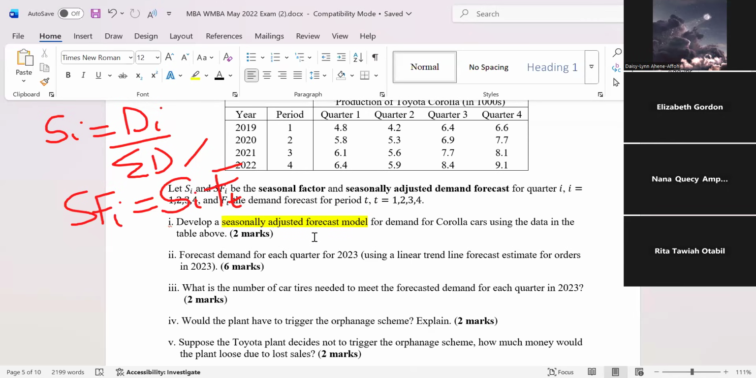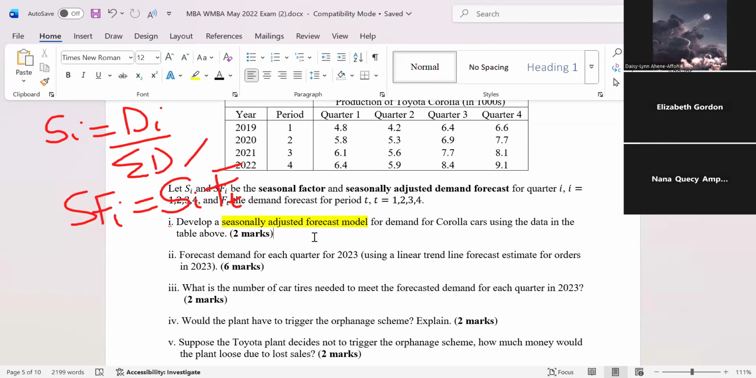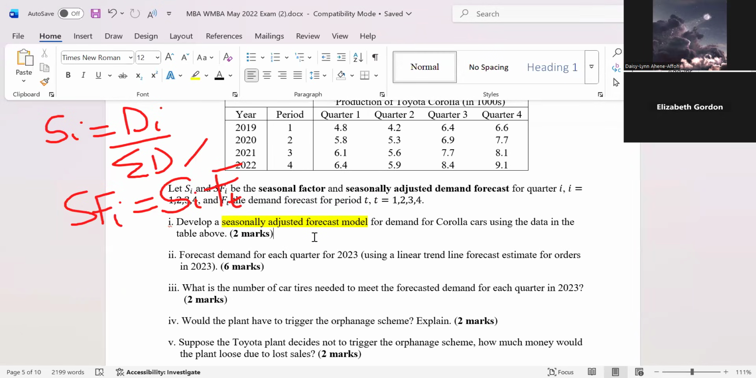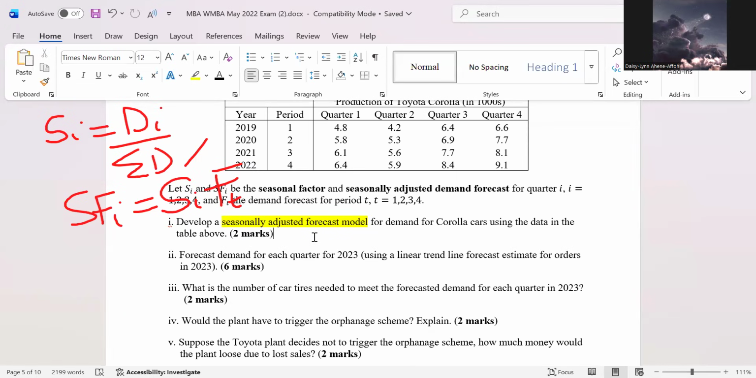So the difference between the two. One is a fraction. It's like a weight. It's like a percentage. That's one. The other is an actual production, in this case, actual demand.